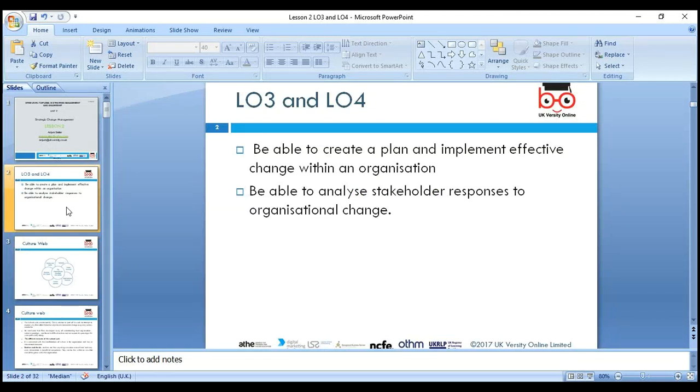Today we'll go through learning outcomes 3 and 4. In this learning outcome, we will discuss being able to create a plan and implement effective change within our organization. So plan, what is meant by plan? Any thoughts about plan?